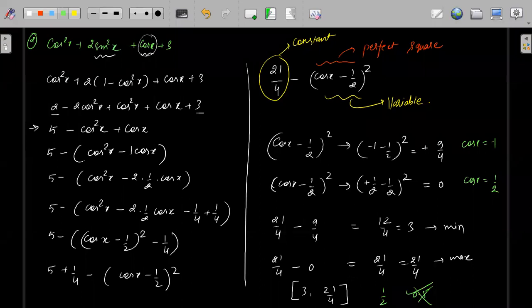Don't worry. Cos x can take only 1 by root 2, right? Then how can cos x take 1 by 2? Please do not ask such questions. Please do not ask that cos x can take only 1 by root 2, because we have already discussed this. I'm not going to entertain such questions.